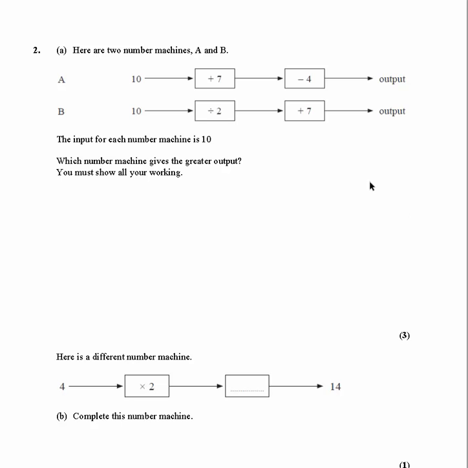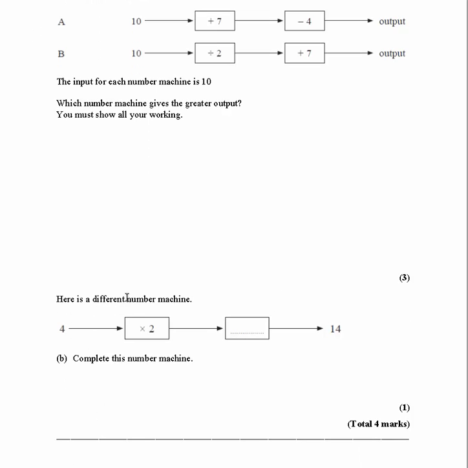In question 2, we have two number machines. We can see 10 going into both of them, and number machine A adds 7 to the number and then subtracts 4, and number machine B divides the number by 2, and then whatever comes out has 7 added on. We've got to say which one has the highest output. So it's just a simple matter of showing some working out: putting 10 in, adding 7 to it, taking 4, write down what comes out; putting 10 in, dividing by 2, adding 7, and then writing down what comes out, and then make sure you say which number machine gives the greater output.